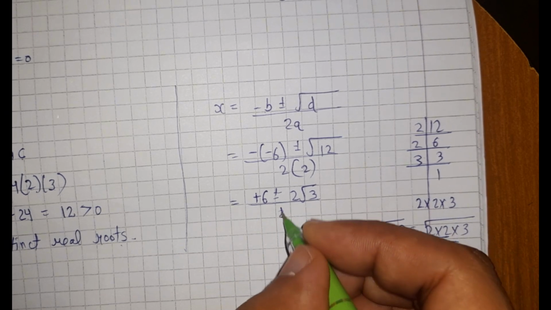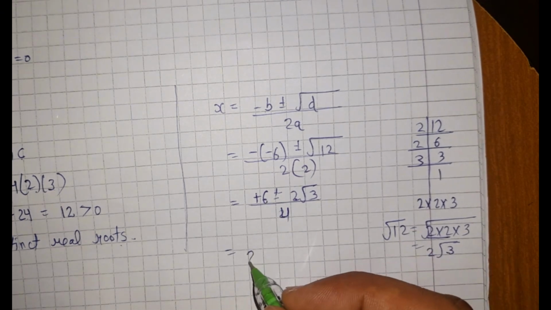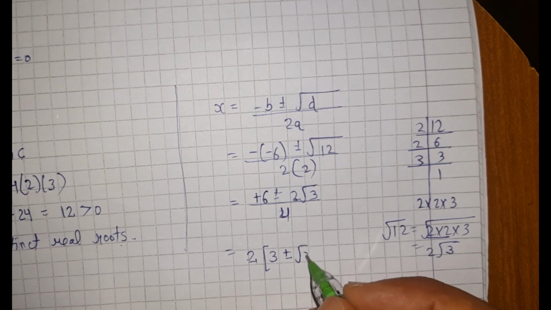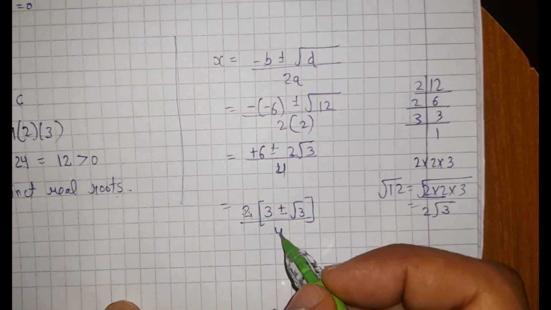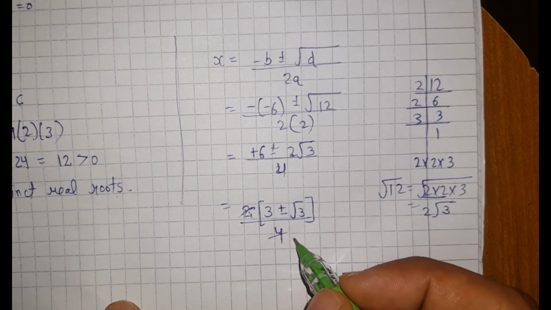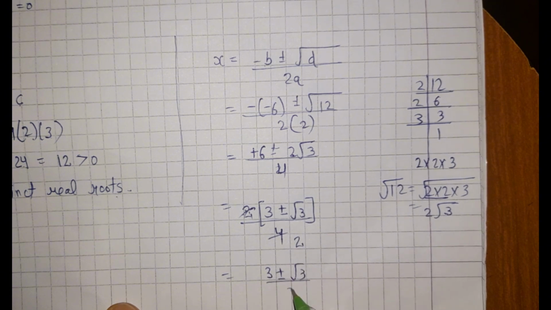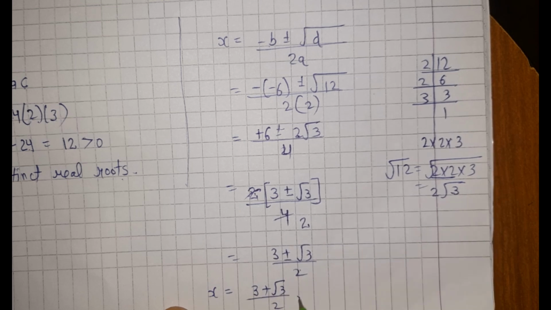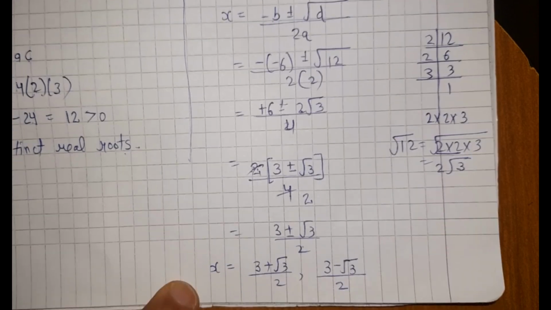So we have (6 ± 2√3) / 4, where 2 × 2 = 4. Now taking 2 common from 6 and 2√3, we will have 2(3 ± √3) / 4. Cancelling 2 by 4, we will have 2 in the denominator. Then (3 ± √3) / 2 are the two distinct values of x, that is x = (3 + √3)/2 and (3 - √3)/2.